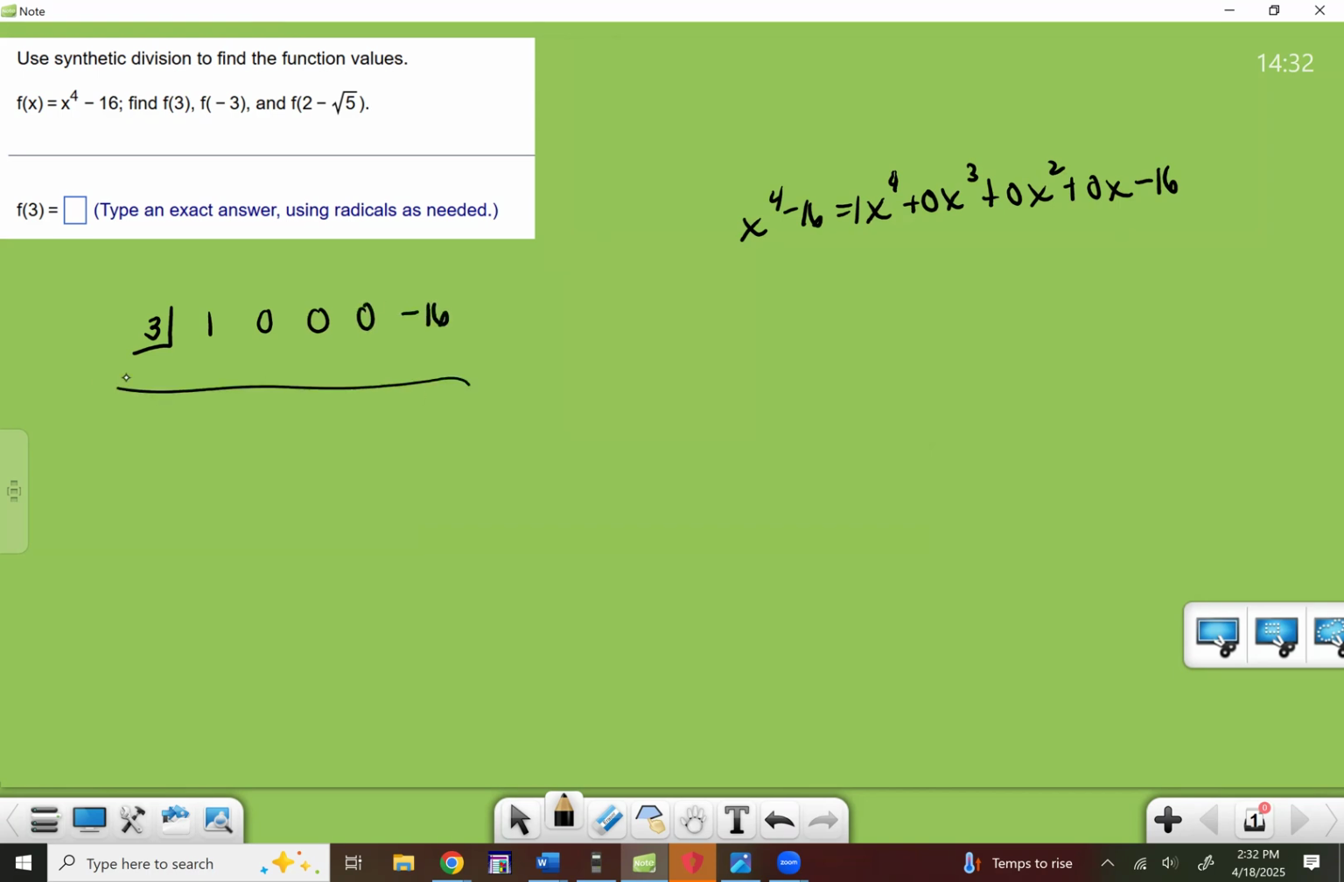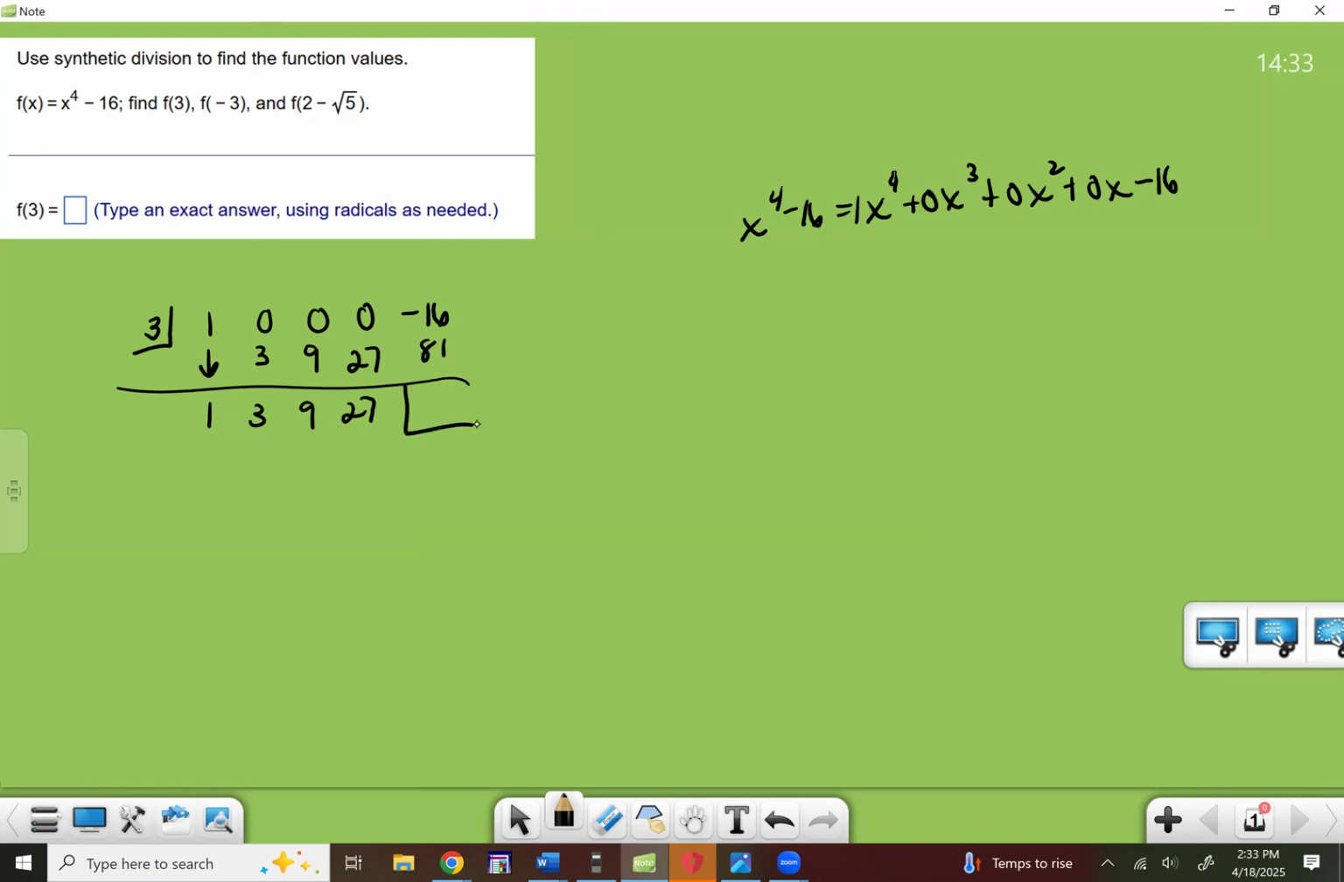All right, so let's see what we get. I'm going to bring down the 1. So 3 times 1 is 3. We're going to add downward. 3 times 3 is 9. Add downward. 3 times 9 is 27. We'll add downward. And 3 times 27 is 81.